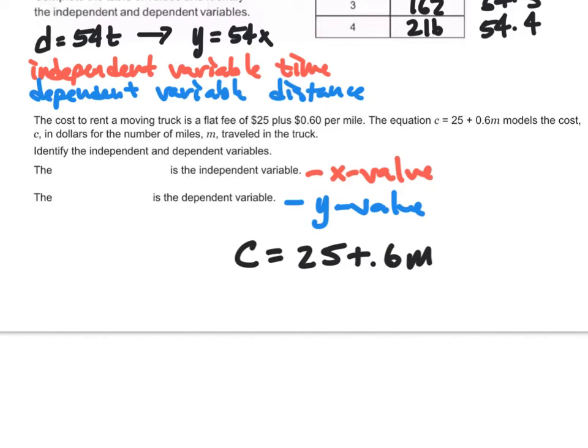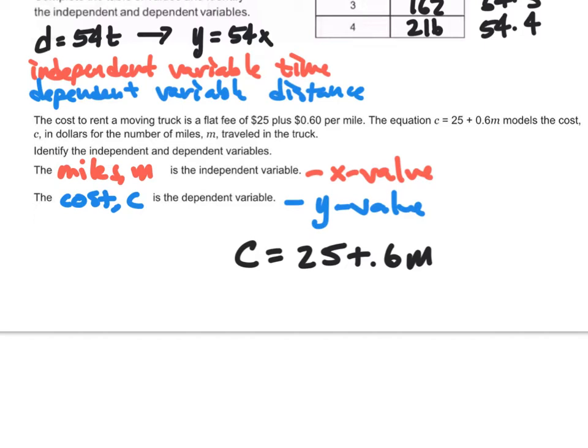So one way to think about that is, okay, which one depends on what? The cost depends on the miles that you travel. If you travel a certain number of miles, it affects your cost. So that's what I see here, okay? So I would put the cost, C, is your dependent variable. Your independent variable, the one that can change, the one that you choose, however far you need to travel, in this case, is your miles, m, okay?